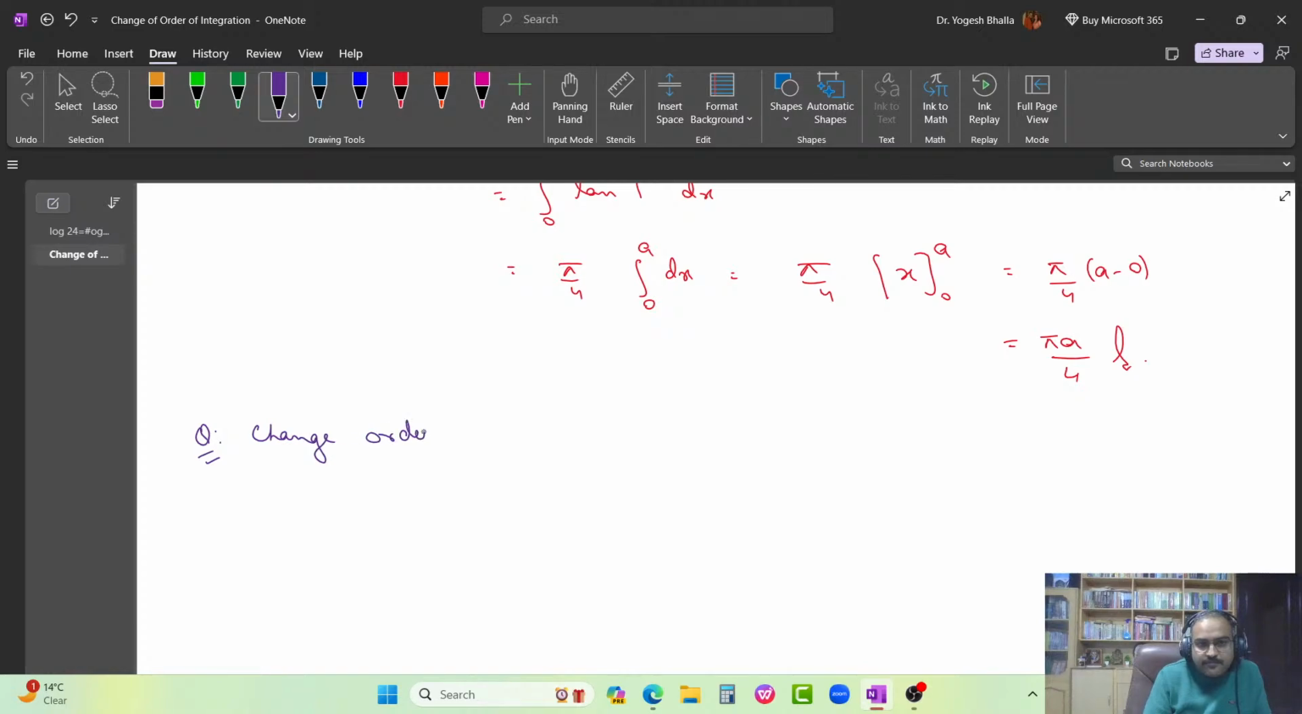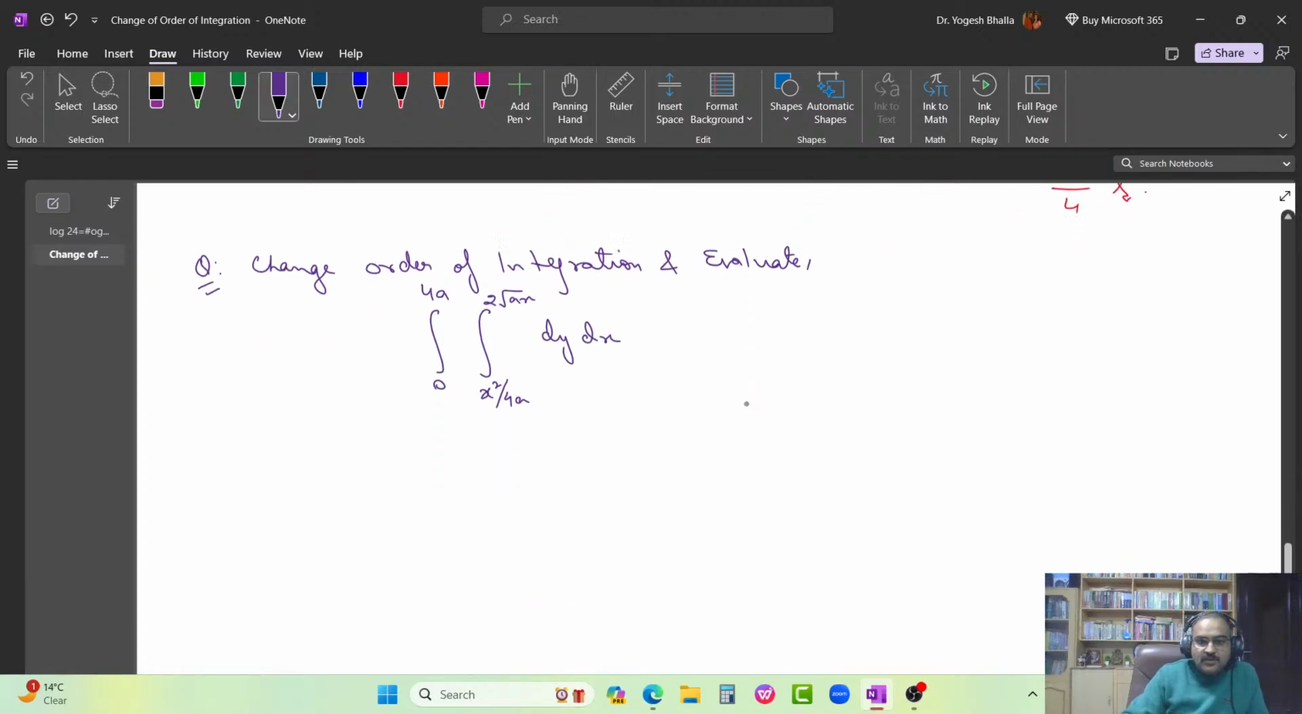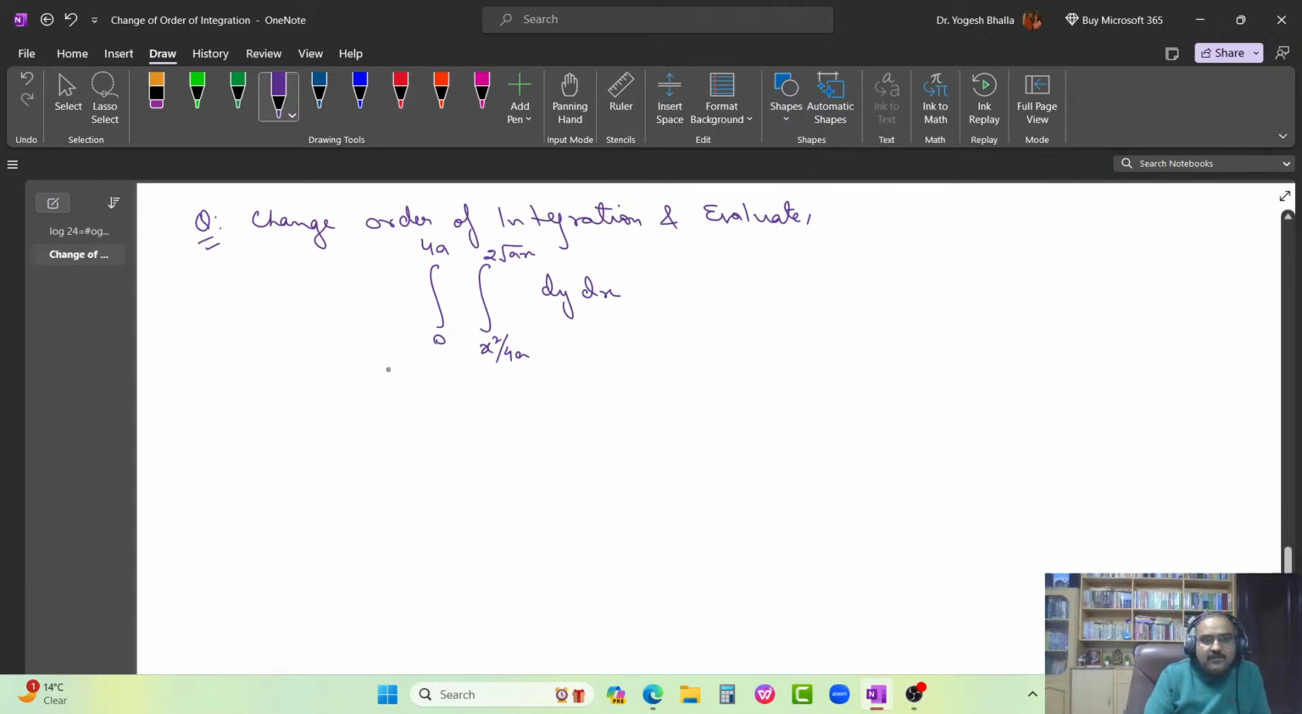Change the order of integration and evaluate the double integral, where the limits are from 0 to 4a, integral of x square by 4a to 2 times root of ax, dy and dx. So moving in sequence, first of all I have to identify the limits.